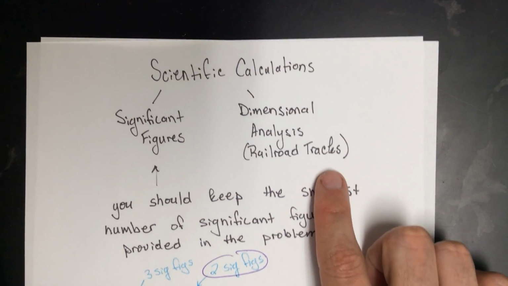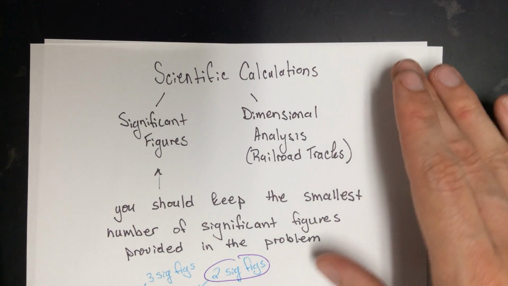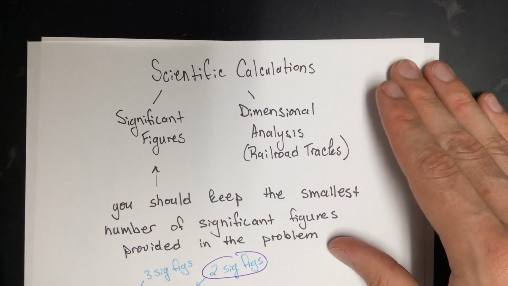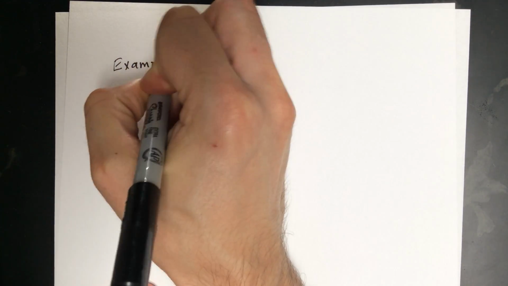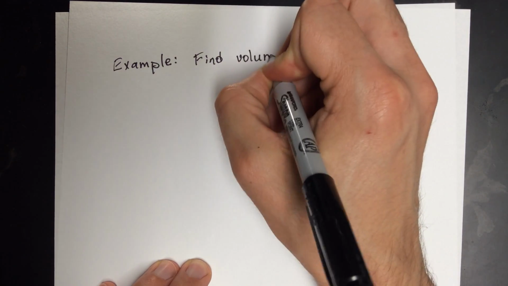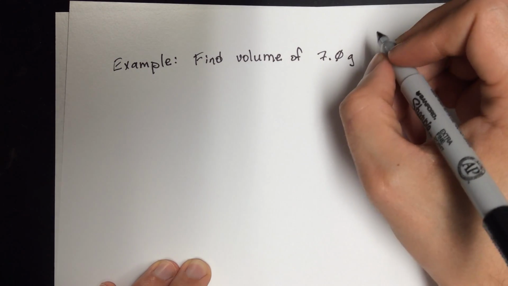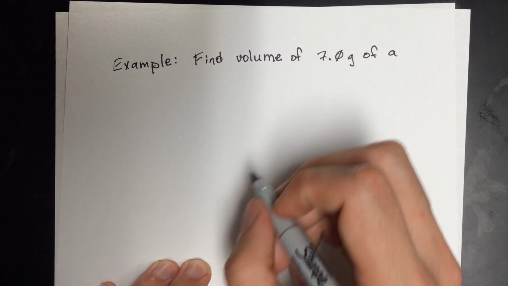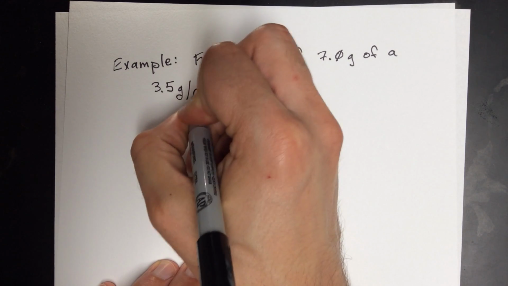Now we're going to talk about dimensional analysis, which my very first chemistry teacher taught me to call railroad tracks, so that's still what I call them now. Dimensional analysis is used for showing multiplication and division work. So we might get an example problem that looks like this. We might be asked to find the volume of 7.0 grams of a material with a density of 3.5 grams per centimeter cubed.